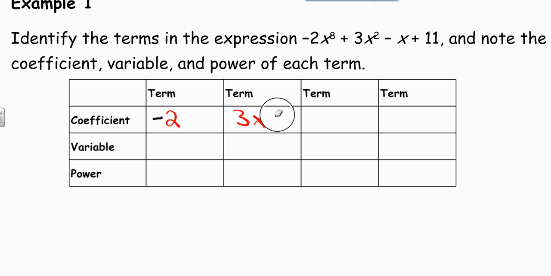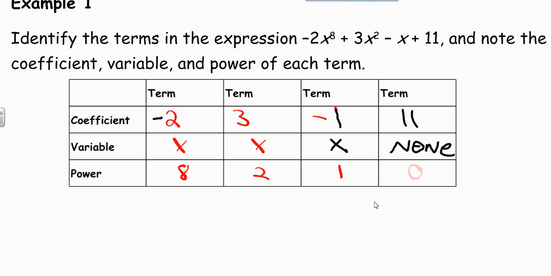3, not 3x squared. Negative 1. And 11. My variables: x to the 8th, x squared, x, and there is none on the constant. The powers: I have power of 8, power of 2, power of 1, and no power at all.